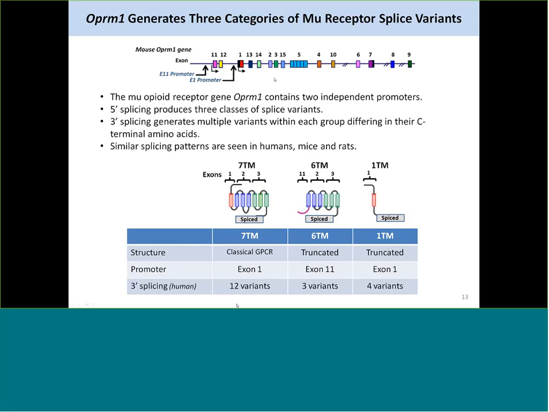In humans, there are 12 different identified 7-TM splice variants. There are 3 variants containing this truncated 6-transmembrane domain structure that results from the skipping of exon 1. So it goes from exon 11 directly to exon 2. Since exon 1 had that first transmembrane domain, that is now missing. And there are 4 variants that have that single transmembrane domain that we talked about just a minute ago.